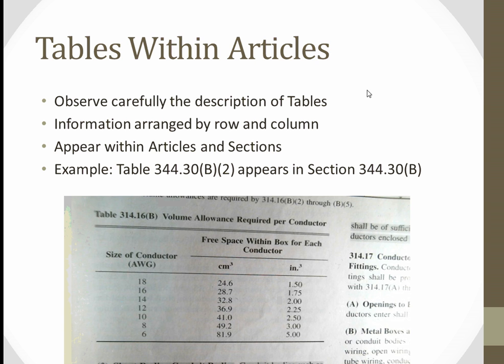Another feature in the codebook are tables, and tables can be inserted within the articles themselves. So carefully observe the description of the tables. The descriptions and titles of the tables are arranged here, and tables are identified by columns and rows. So the tables are contained within the article. So in this example, table 344.30 would appear in section 344.30. The same with this table here. This table 314.16 would appear in article 314.16. Now there's this other section of tables specifically identified toward the end of the book in chapter 9 as well, and we'll talk about that in a minute.